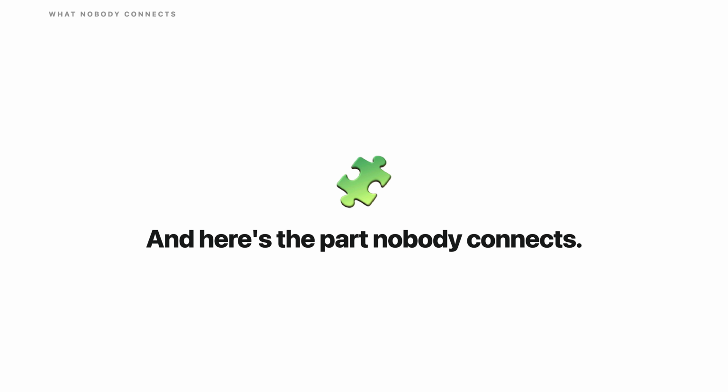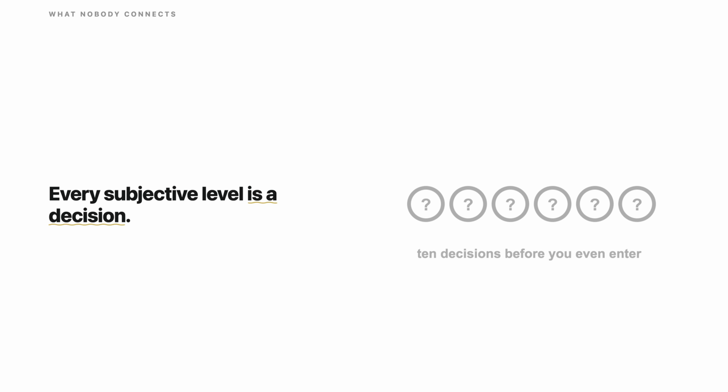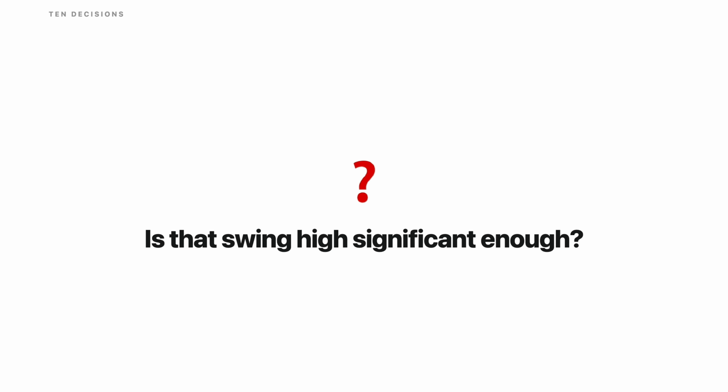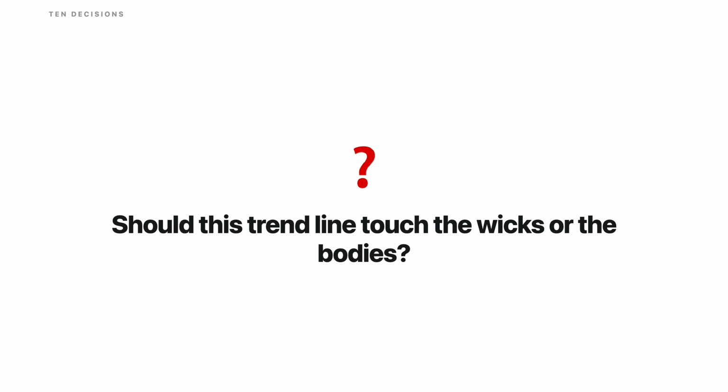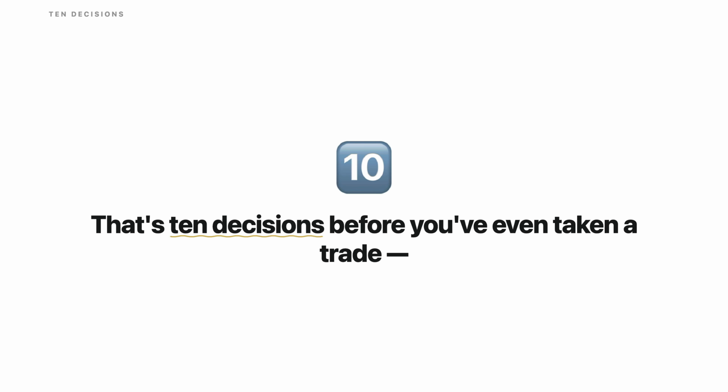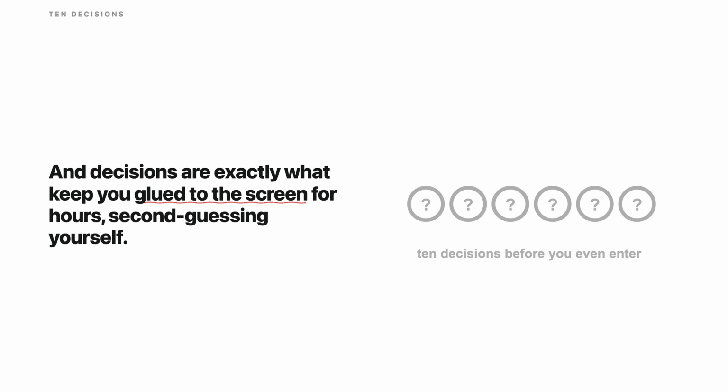And here's the part nobody connects. Every subjective level is a decision. Is that swing high significant enough? Do those two highs count as equal? Should this trend line touch the wicks or the bodies of these candles? That's 10 decisions before you've even taken a trade. And decisions are exactly what keeps you glued to the screen for hours, second-guessing yourself.